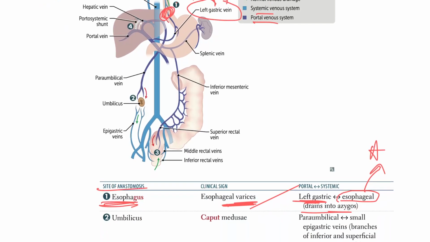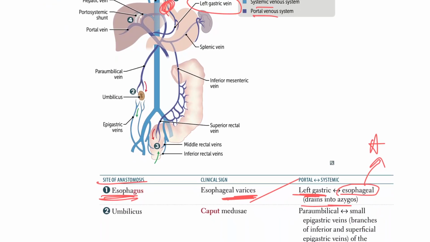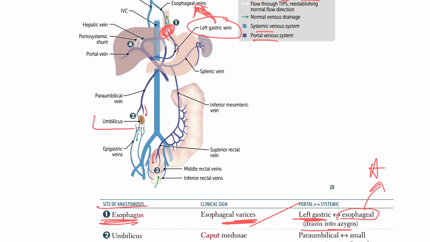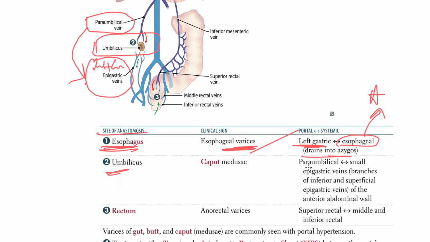The second anastomosis is at the level of the umbilicus. What is that? You have the paraumbilical vein going into the inferior and superior epigastric veins. So again, paraumbilical, small epigastric veins, a bunch of the inferior and superior epigastric vessels of the anterior abdominal wall.